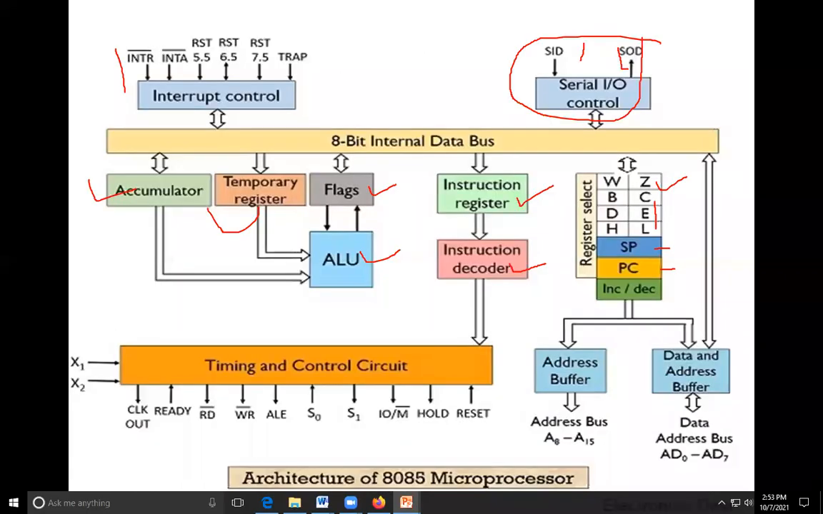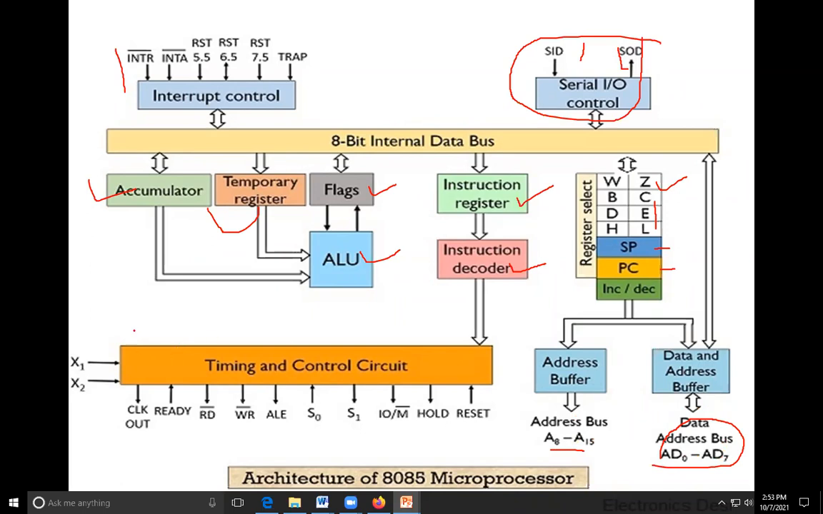Then this is your address bus, and this is the data bus. When you discuss the address bus and data bus in the pin diagram, you can understand them. So only remember these things: the data bus and address bus. A8 to A15 is the higher order address bus, and AD0 to AD7 is the lower order address bus. It acts as multiplexing, meaning it acts as both address bus and data bus.